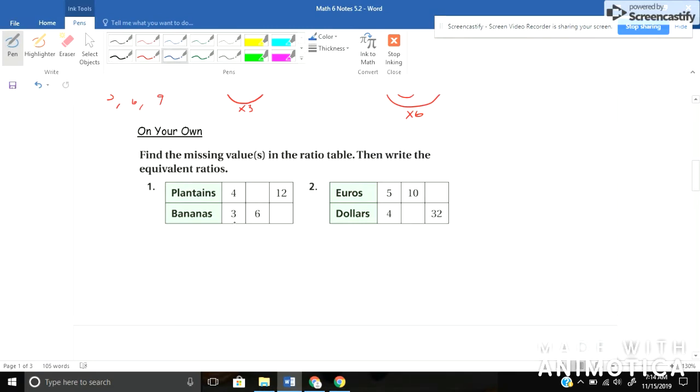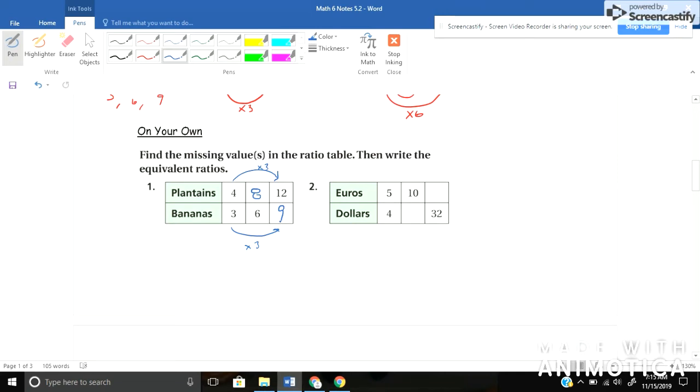All right. For plantains to bananas, 3 to 6, times 2. So I'll do that up top as well. And then to get to 12, well, 4 to 12, you multiply by 3. So do the same on bottom. That would give you 9. So 4 to 3 would be the same as 8 to 6, which would be the same as 12 to 9.